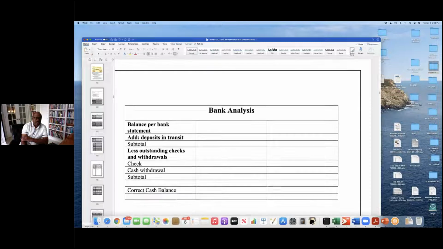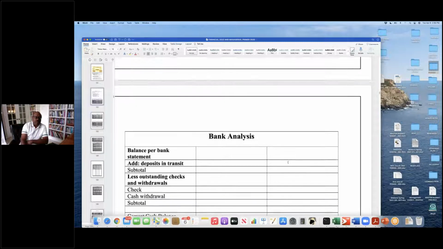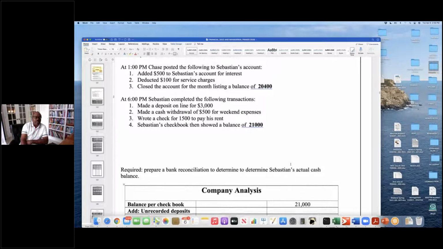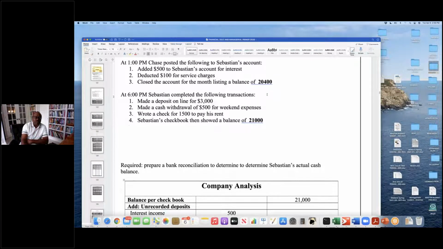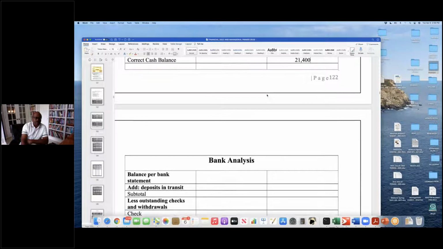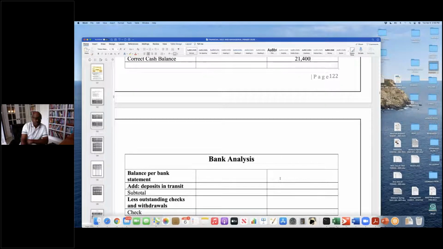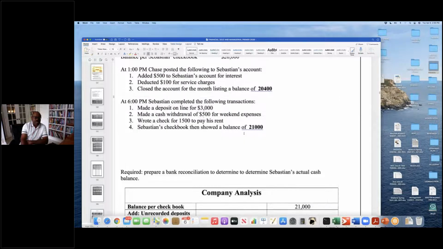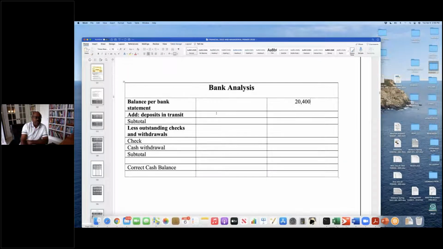Now we got to do the bank analysis. So we're going to start off with the bank. The bank says the balance is 20,400. So we're going to add this deposit in transit. The bank doesn't know anything about this, so we add that. So 3,000.